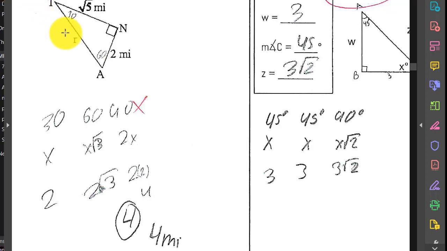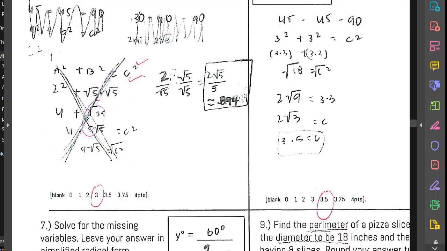Here's a classic mistake. They filled in the triangle. Remember, you don't know what that is. You don't know that's a 30, 60, 90. So you cannot use x, x radical 3, 2x. Here's a student who didn't know what to do, so they just crossed off the work.